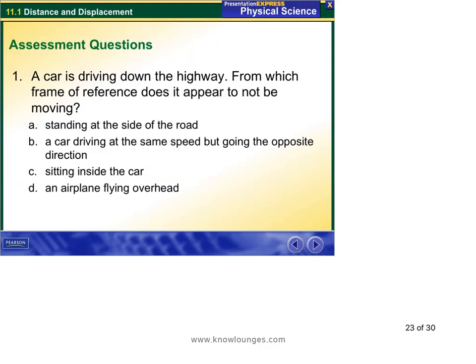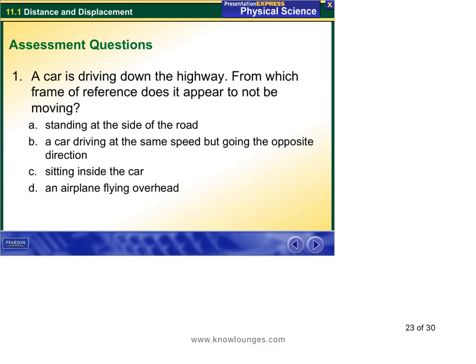I've got a few review questions. Pause the video, read the question, try to answer it, and then come back and see if you did it correctly. Write down whatever will be useful to you in your notes on these questions.